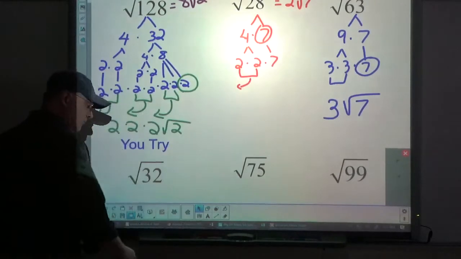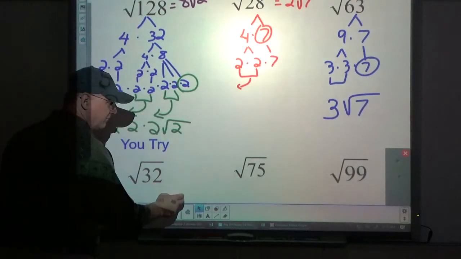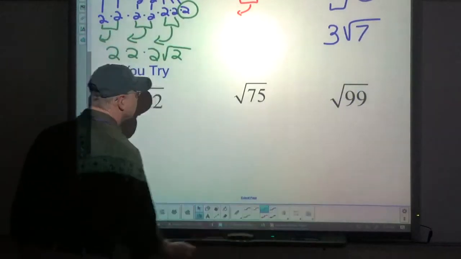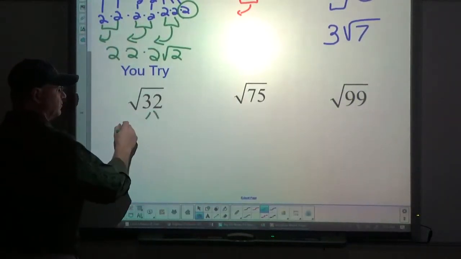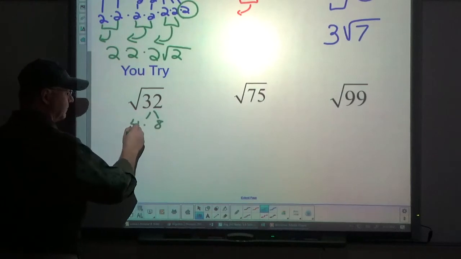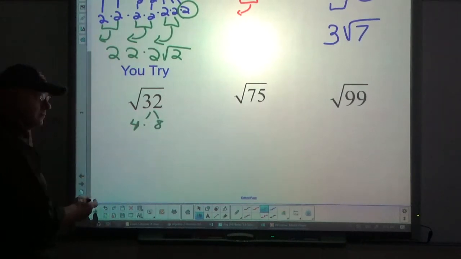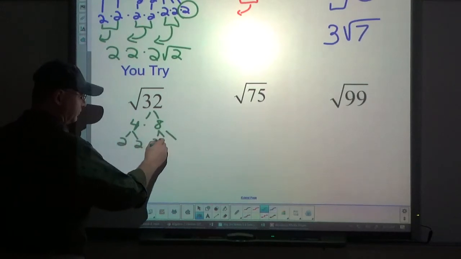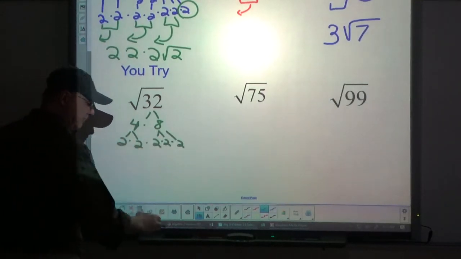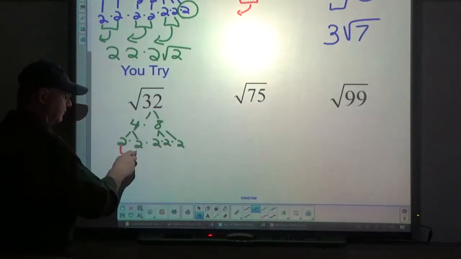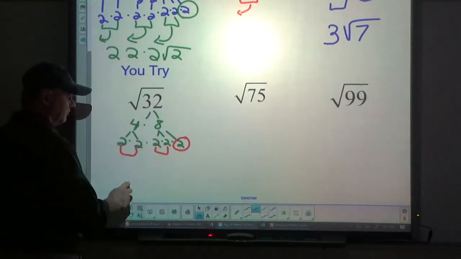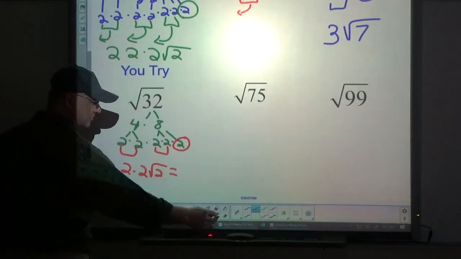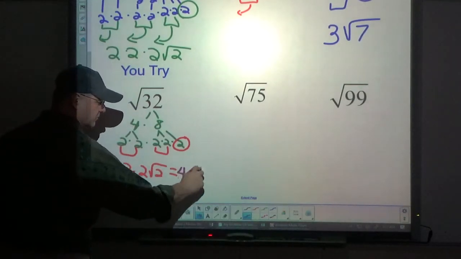All right, so hopefully you've given these a try and you have your answer. Okay, so I have to break this apart into 4 times 8, or it could be 16 times 2. 2, 2, 2, 2, 2, 5 2s. Pair of 2s, 1 left over. 2 times 2, square root of 2 is 4 square root of 2.